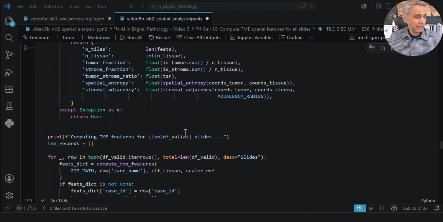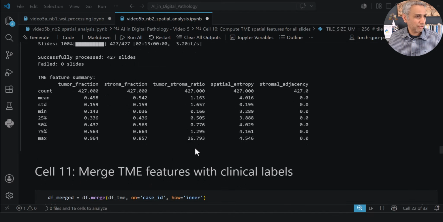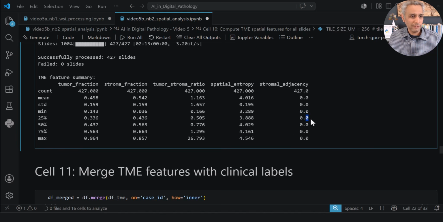With that information, let's go down and look at the summary statistics. As expected, the stromal adjacency is 0 for everything: the mean, standard deviation, everything, for the reasons I just mentioned. Mean tumor fraction is 0.458, meaning mean stromal fraction is 0.542. Median TSR, the 50th percentile, is 0.776. So that's fine, we have all the features.